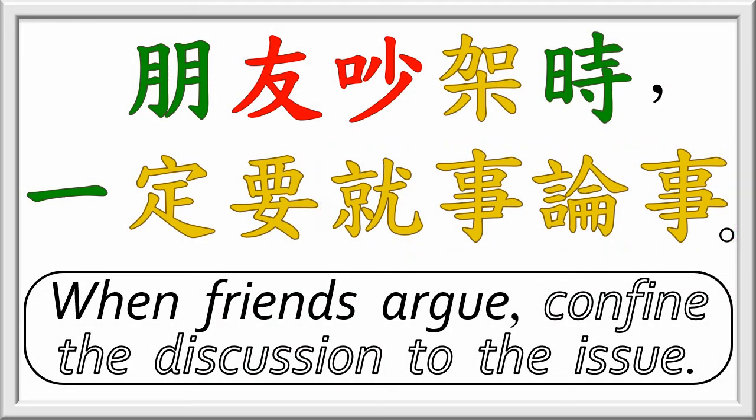A new four-character idiom is 就事论事, meaning literally, take the issue and discuss the issue. Or in better English, restrict yourself to the matter at hand without making irrelevant comments or personal attacks. 朋友吵架时，一定要就事论事. When friends get into an argument, keep the discussion about the issue. Avoid ad hominem attacks.